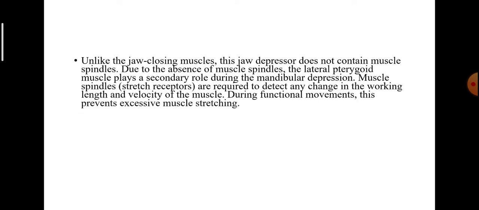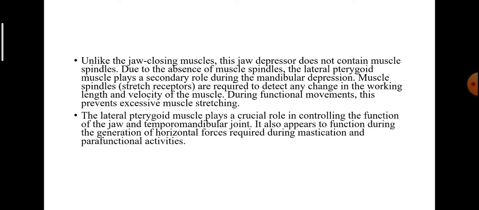Now, unlike the jaw closing muscles, this jaw depressor does not contain muscle spindles. Due to the absence of muscle spindles, the lateral pterygoid muscle plays a secondary role during mandibular depression. Muscle spindles, which are stretch receptors, are required to detect any change in the working length and velocity of the muscle. During functional movements, this prevents excessive muscle stretching.